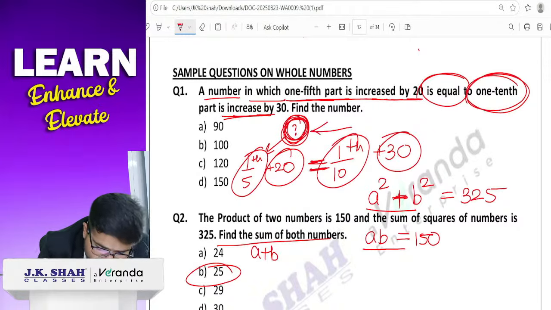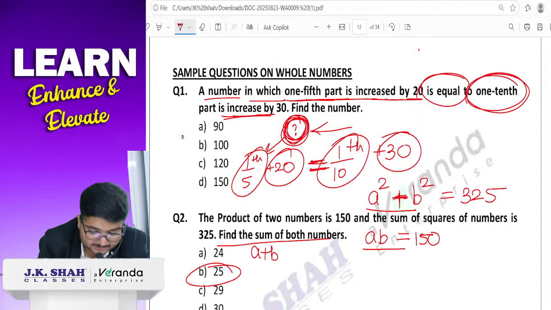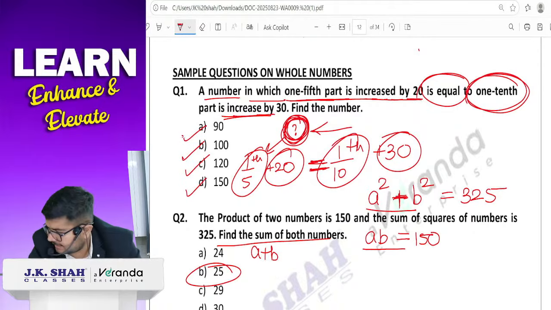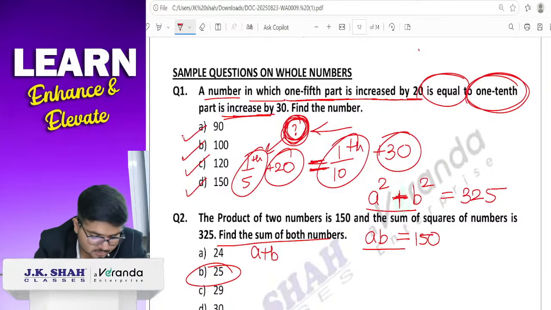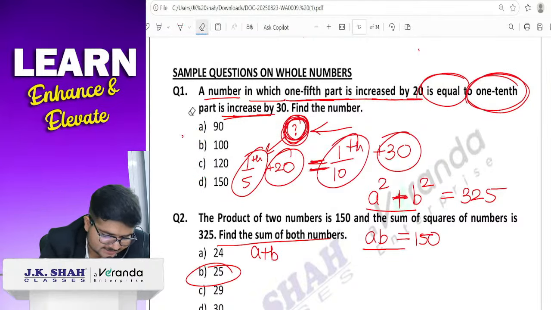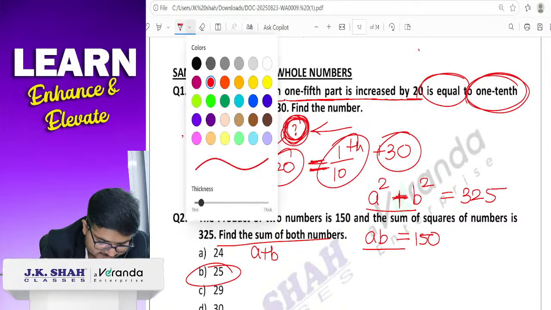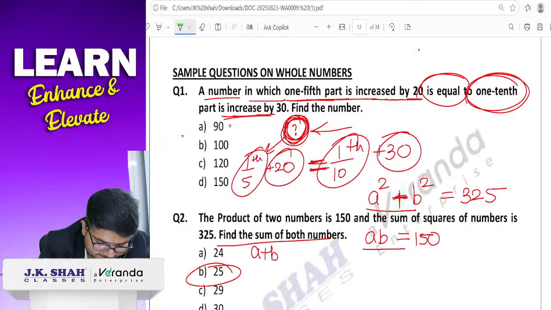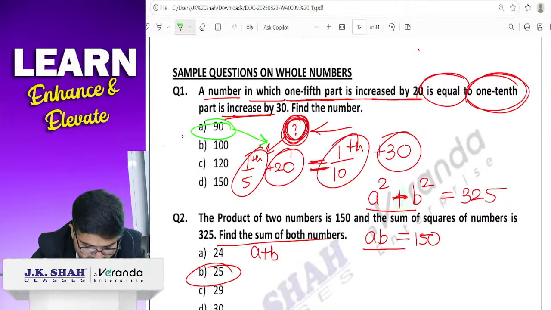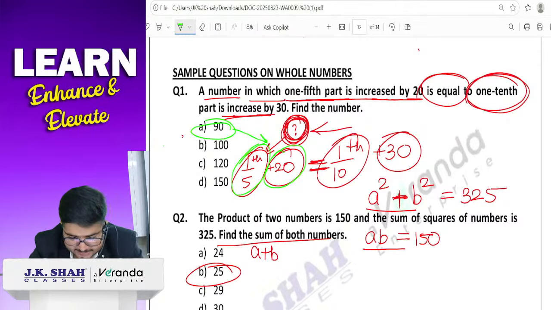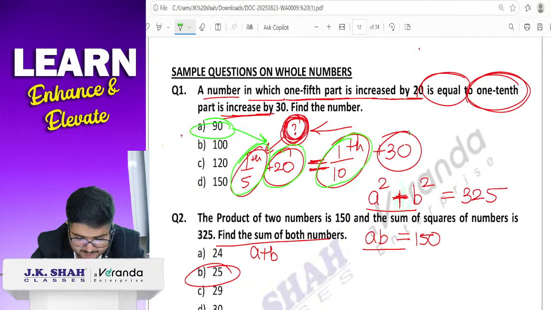This number you have to find out, right? So there are 4 options given to us. That number can be 90, 100, 120 or 150. There are only 4 options. So what I will try to do is take this 90 first, and apply this condition. Which condition? I will find 1/5 part, increase by 20, find 1/10 part, increase by 30, then check if it is equal or not.